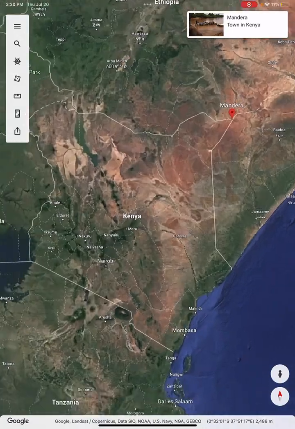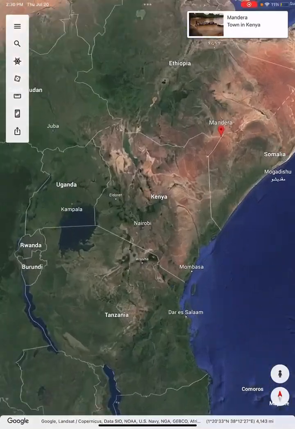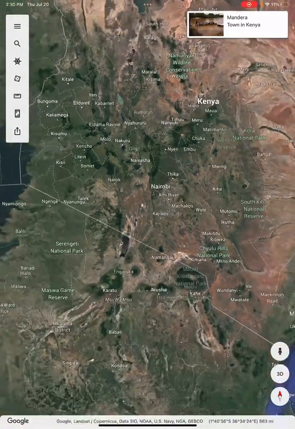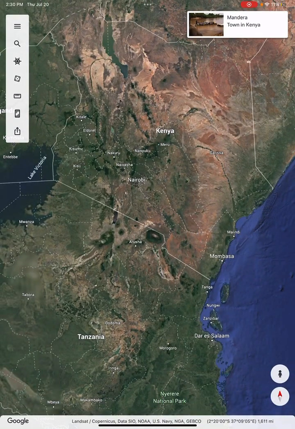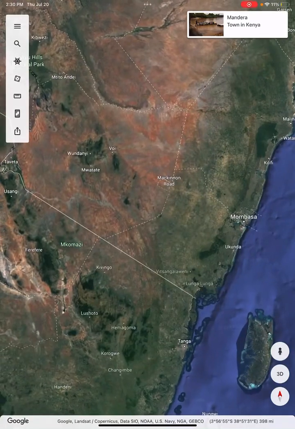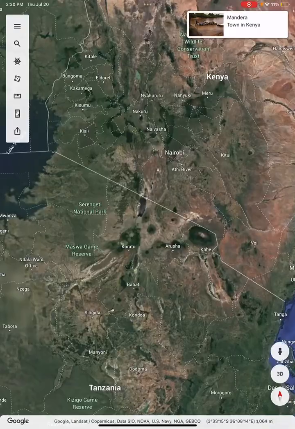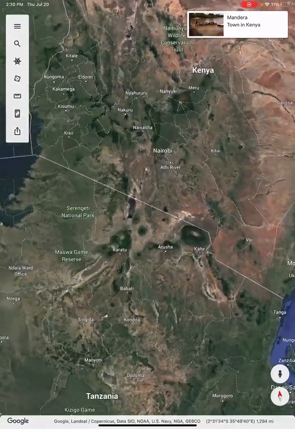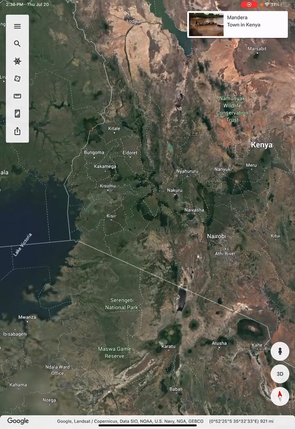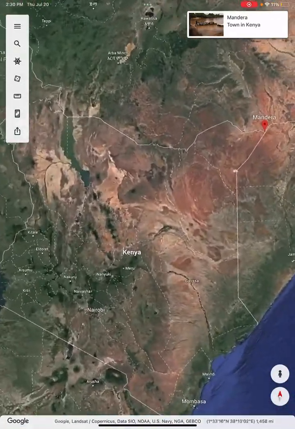And then there's Wajir County, and right here, it borders Ethiopia and Somalia. And then there's Nairobi County, which is landlocked in the south. And then there's Kwale County, which touches Tanzania. There's Narok County, which borders Tanzania also. Nakuru County is in the south, of course. And then Kajiado County also touches Tanzania. Siaya County touches Uganda through Lake Victoria. And Marsabit County touches Ethiopia.